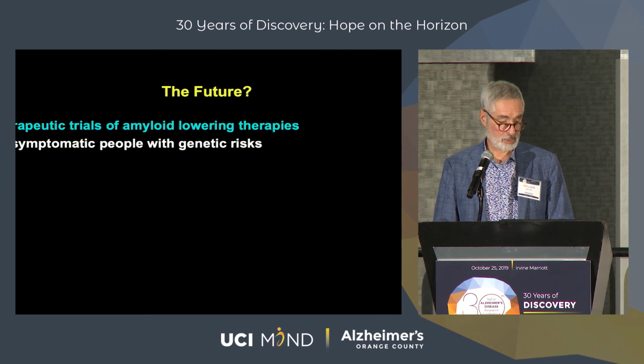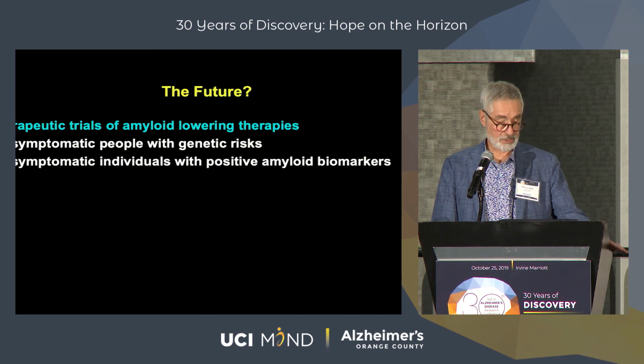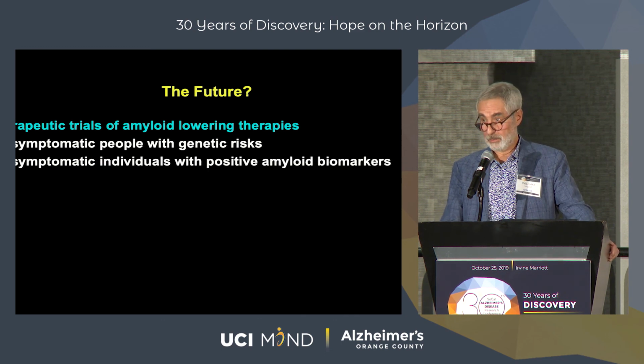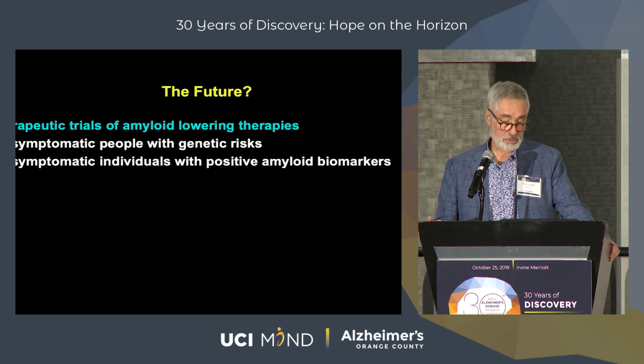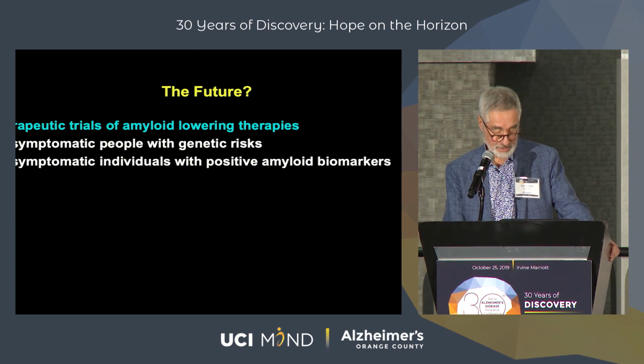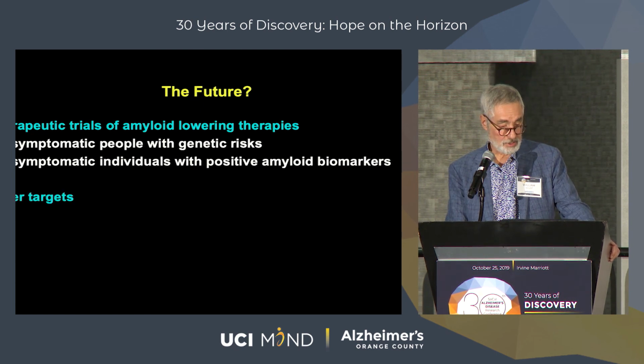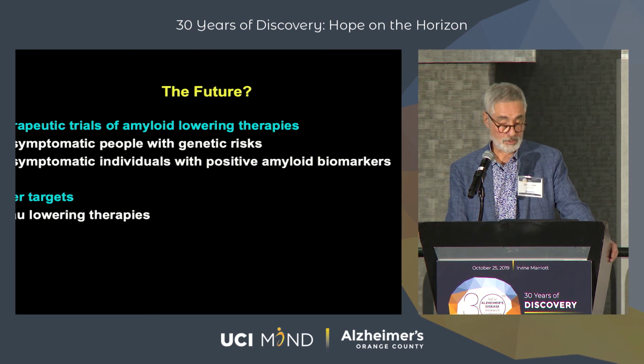And now we can study people who are asymptomatic, who have these genetic risks, and we can study asymptomatic people who have positive amyloid biomarkers. So we don't even need to study individuals with symptoms. We can study people based entirely on their amyloid biomarkers. And then there are other potential therapies. So there are therapies that could lower tau, and we can measure the effects of these drugs on tau.